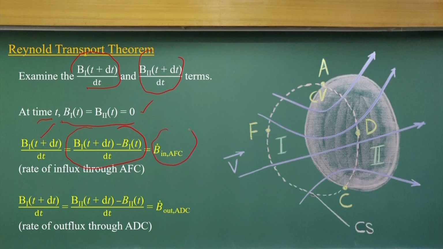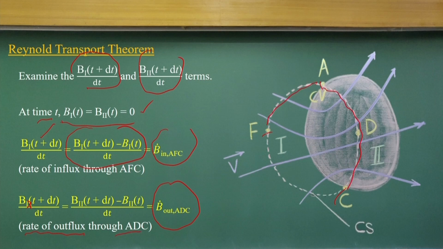What is representing this? That is what is representing the rate of influx of B through the surface of AFC. In a similar way, you can find out B1 at T plus delta T, and B2 at T plus delta T, divided by delta T, which will again be the rate of outflux through this ADC.